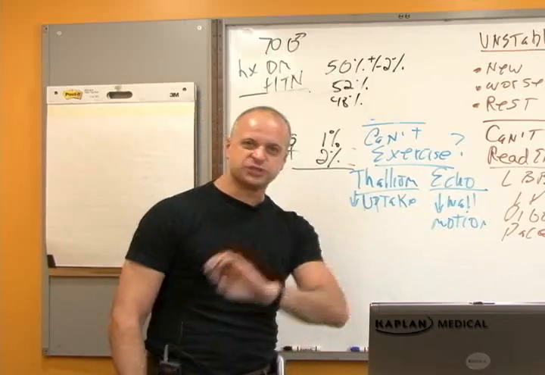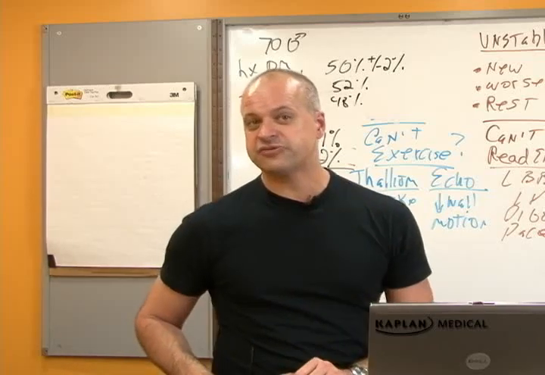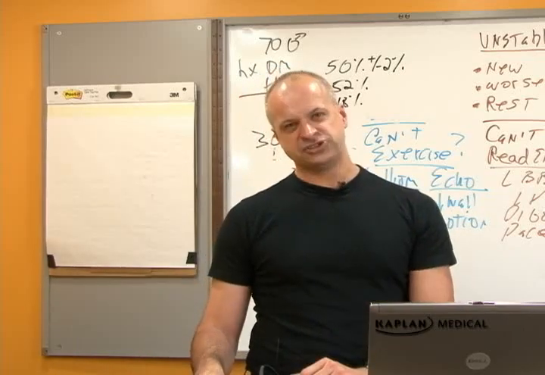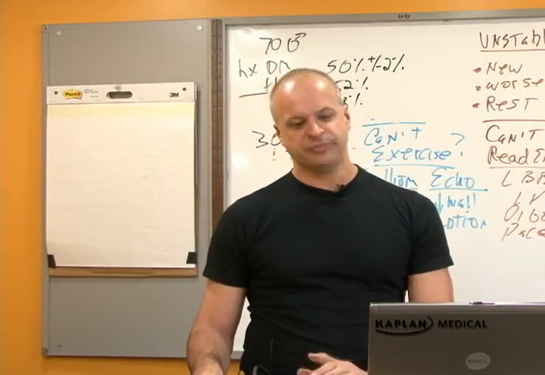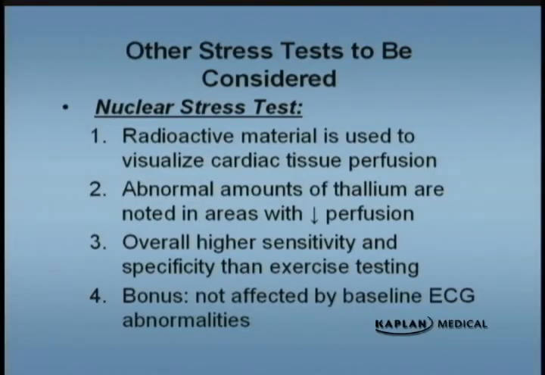That means a reversible defect. That's the number one thing we're looking for. And why is it the number one thing we're looking for? Because it's the thing that gets bypassed to and reperfused. Bypassed and reperfused. Now, the main thing about nuclear stress testing is that it doesn't get affected by the EKG.